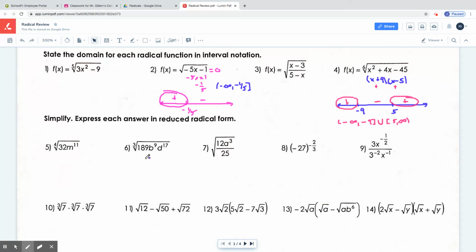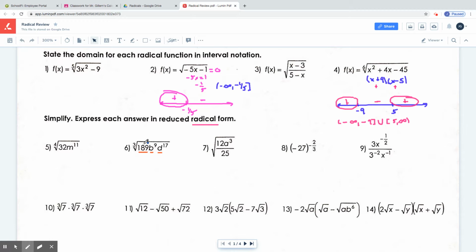All right, now moving on to the rest of the problems where we're either simplifying, adding, multiplying, subtracting, or dividing radicals. All your answers have to be in radical form. All right. So for the first one, the cube root of 189, b to the 9th, d to the 17th. All right. So this is like 3 separate problems. You guys simplify the cube root of 189, then you got to do b to the 9th, then you got to do d to the 17th.